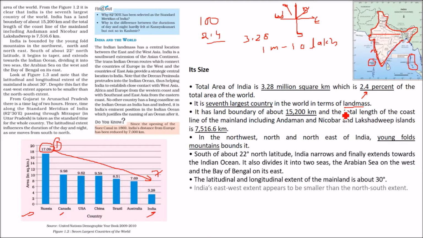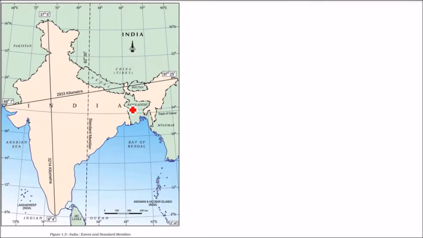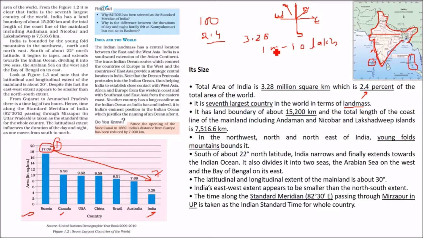Then the latitude and longitude. From this point, 68 degrees 7 minutes, we expand a lot, up to 97 degrees 25 minutes. Take the difference, it will be almost 30 degrees. Take the latitude 37 degrees 6 minutes and the lower latitude, which is 8 degrees 4 minutes. Take the difference, it will be almost 30 degrees. Just for your information, 1 degree is almost 110 kilometer. So the latitude and longitude extent is around 30 degrees.